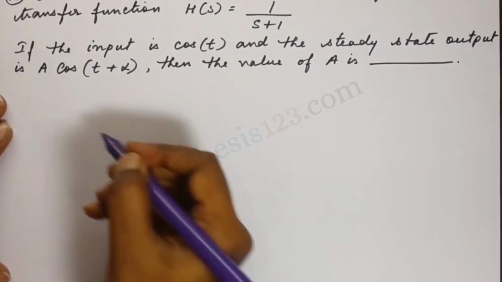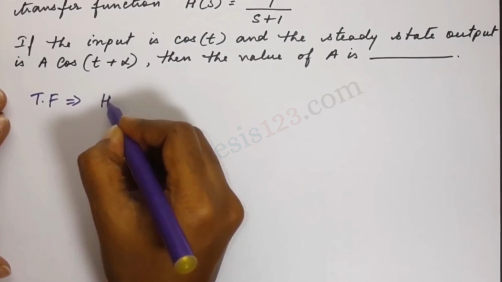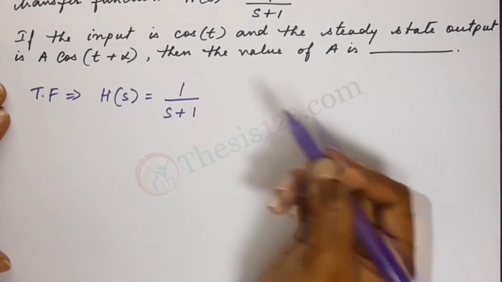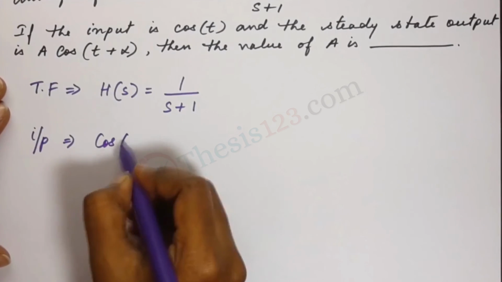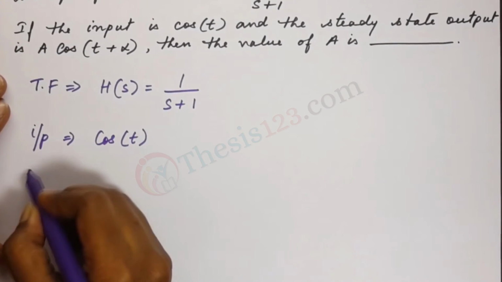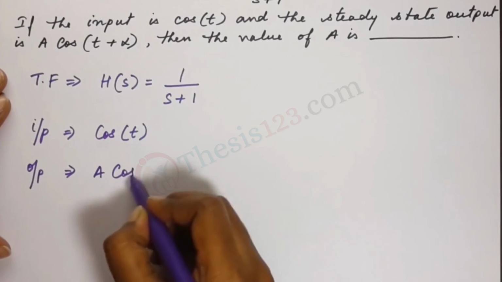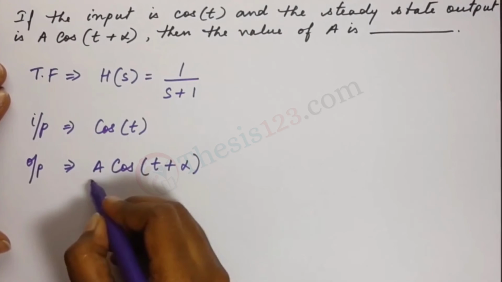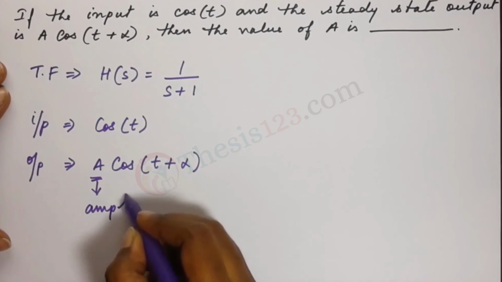So the transfer function is given to us as H(s) is equal to 1 by s plus 1. The input is given to us as cos t and the output is given as A cos(t plus alpha). Now here A is the amplitude. So we need to find out the value of this amplitude.